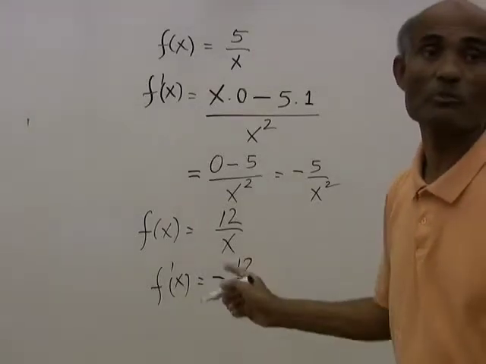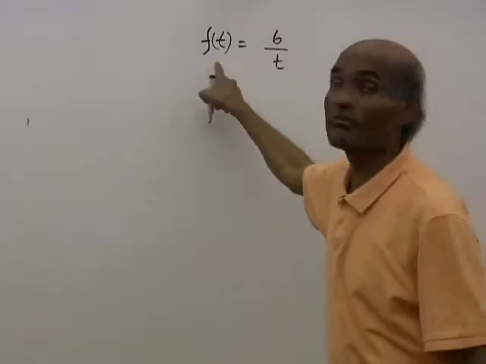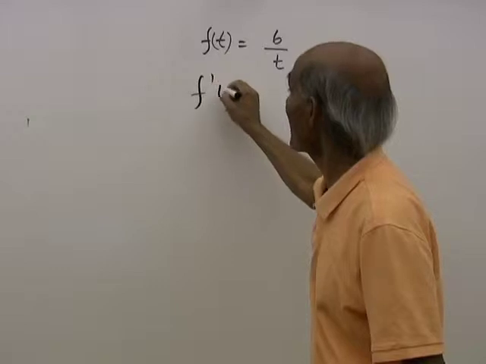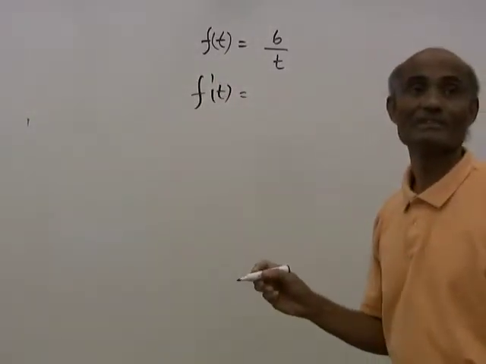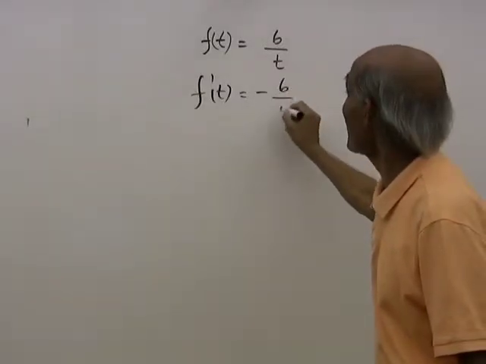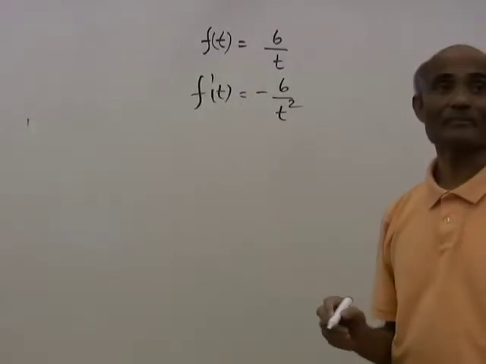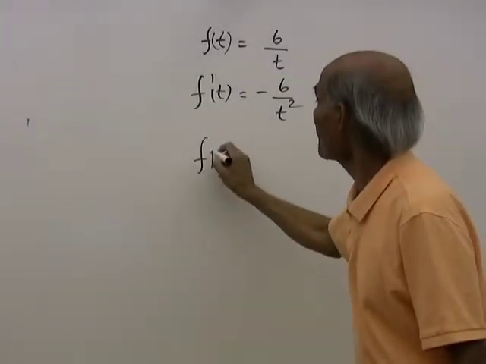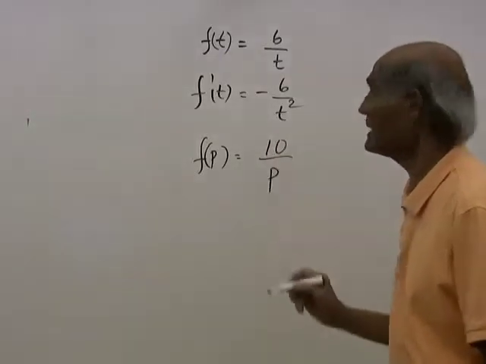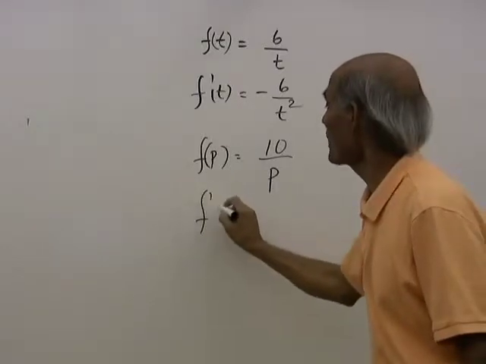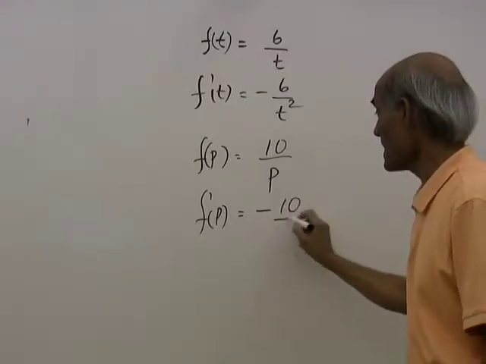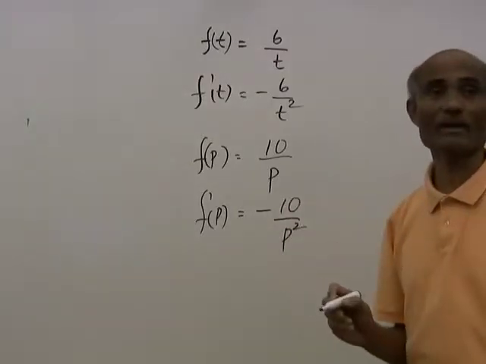Alright, let's practice a couple more of these examples. Well, I have f of t equal to 6 over t. What is f prime of t equal to? Well, it will be negative 6 over t squared. Well, if f of p equal to 10 over p, what is f prime of p equal to? That will be negative 10 over p squared.